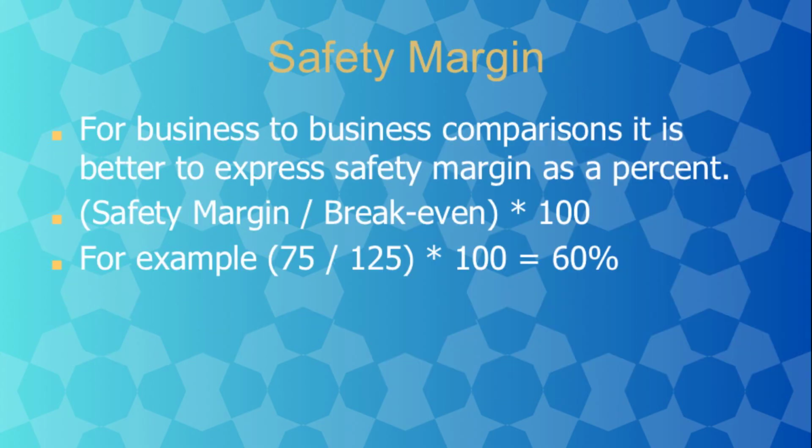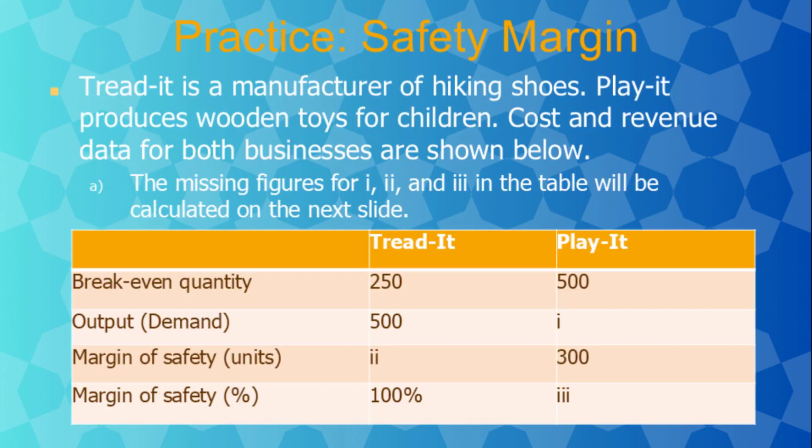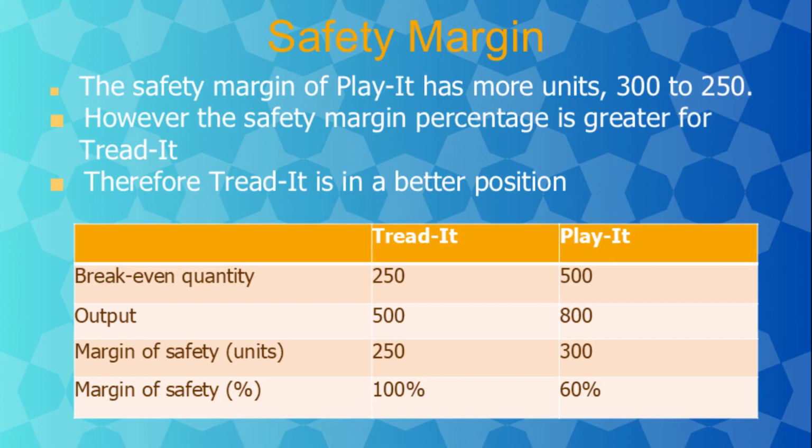For business comparisons, it is better to express the safety margin as a percent. For example, if the safety margin is 75 pairs and the break-even is 125 pairs, the safety margin percentage is 60%. Let's practice calculating the safety margin. Tread It is a manufacturer of hiking shoes, and Play It produces wooden toys. We will calculate the missing figures for break-even quantity, output, and margin of safety for both businesses. The safety margin of Play It has more units, 300 to 250. However, the safety margin percentage is greater for Tread It, indicating Tread It is in a better position.